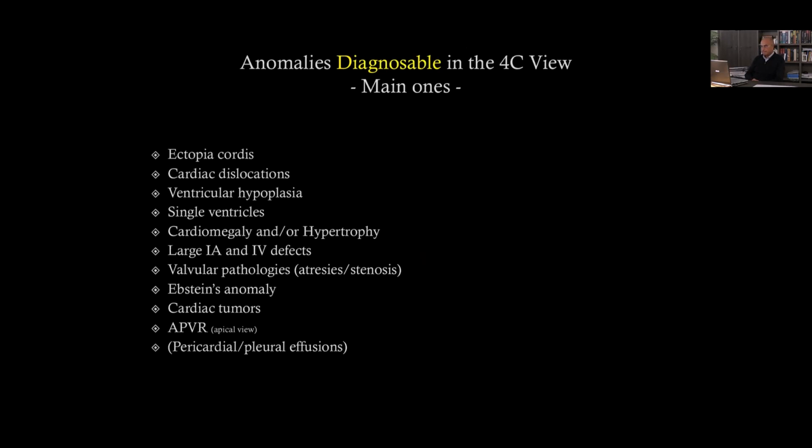So you can see that many fetal heart abnormalities are diagnosable in the four-chamber view, and the main ones are ectopia cordis, cardiac dislocations, ventricular hypoplasia, single ventricles, cardiomegaly and/or hypertrophy, large intraatrial or intraventricular defects, valvular pathologies, Ebstein anomaly, cardiac tumors, anomalous pulmonary venous return, particularly in the apical view, and it is possible to see the pericardial or pleural effusion.